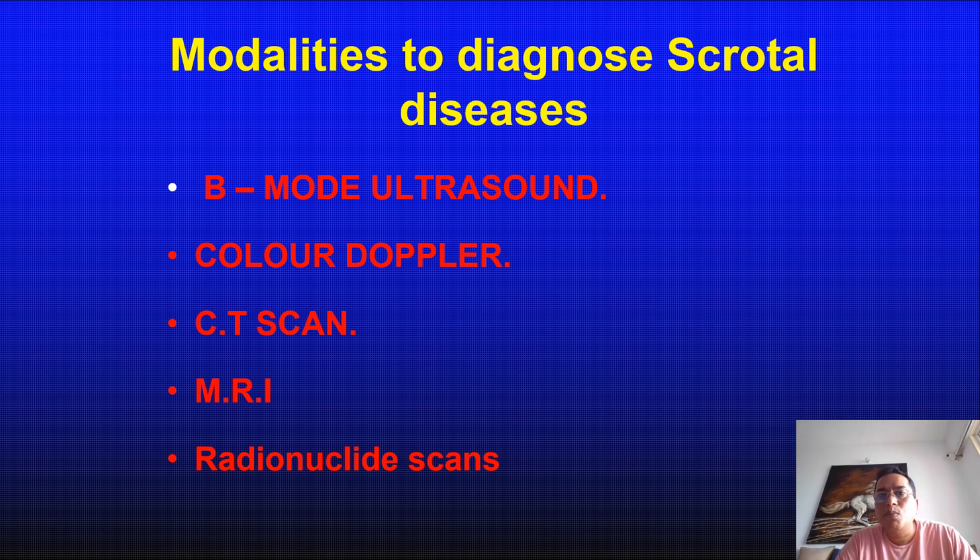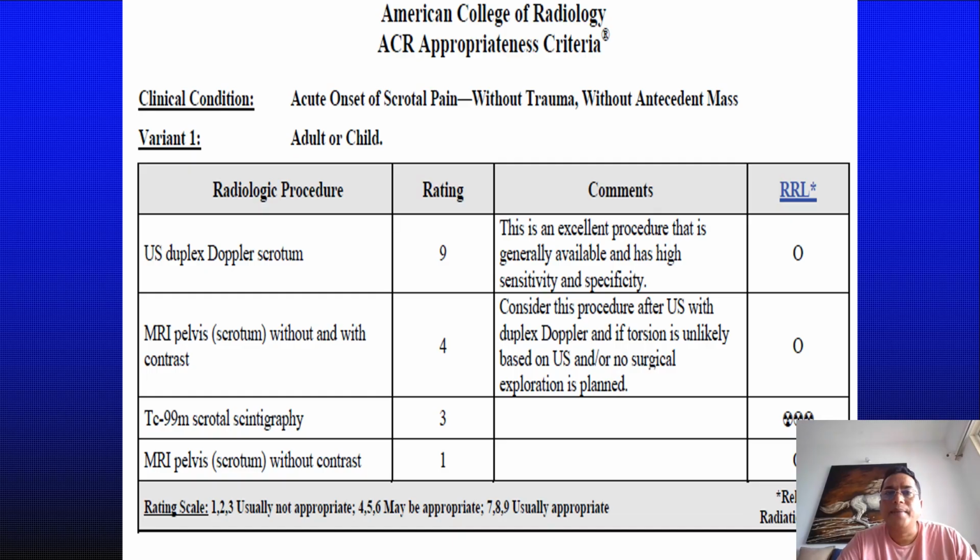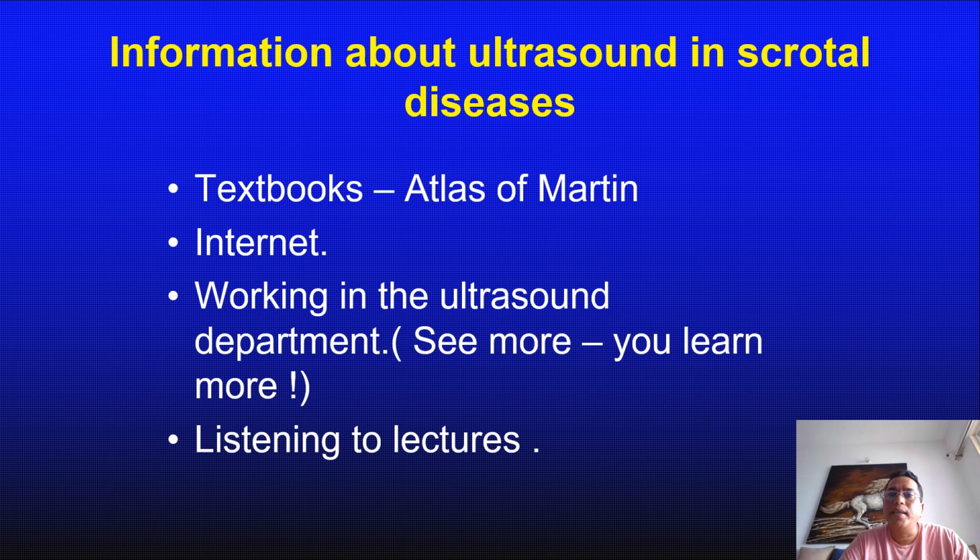So if you look at various modalities to evaluate scrotal diseases in practice, we have B mode ultrasound and color Doppler, CT, MR, and radionuclide scans, which are used more commonly in the Western countries. Even by the ACR appropriateness criteria, B mode ultrasound with color Doppler is an excellent tool which has a high sensitivity and specificity, almost scoring a rating of 9 on ACR criteria. So therefore, without any doubt, ultrasound is the modality of choice in evaluating scrotal diseases.